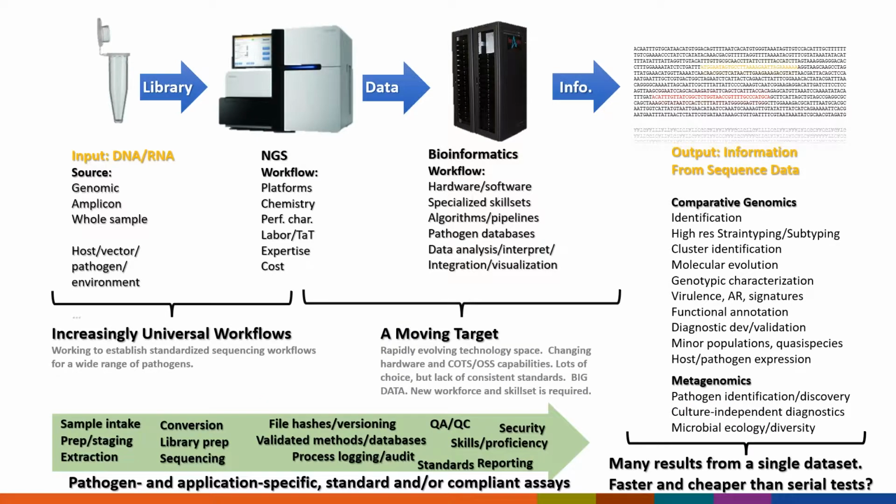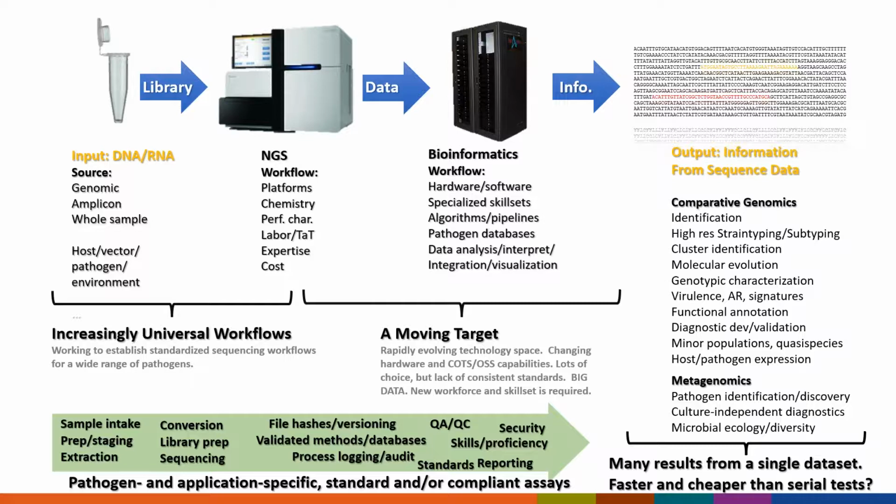So why is sequencing exciting? I think to understand this fully, you need to look at the inputs and outputs of the sequencing process. In terms of inputs, it draws on DNA or RNA, which can be from a variety of different sources. So it could be genomic sequence data, amplicon sequence, whole sample sequence. If you were sequencing an environmental or clinical sample, you would be applying metagenomics to that. The advantage is that DNA and RNA are pretty universal, so these can be drawn from hosts, vectors, pathogens, the environment, or a mixture of all four of those.